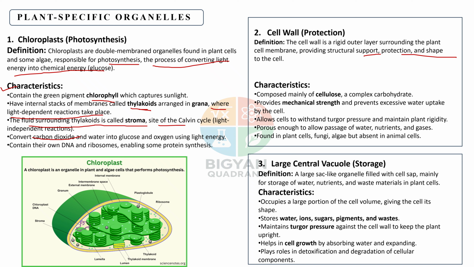Okay. Now the large central vacuole. It is also a distinctive feature of the plant cell. It is a sac-like organelle filled with cell sap, mainly for the storage of water, nutrients and waste material in the plant cell. It occupies a large portion of the cell volume and gives the cell its shape. It also helps in cell growth by absorbing water and expanding.